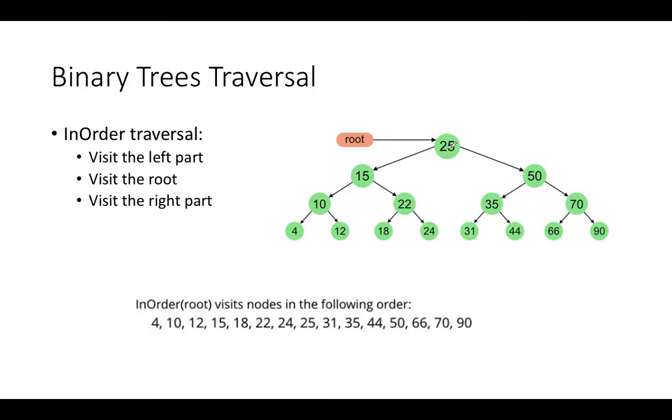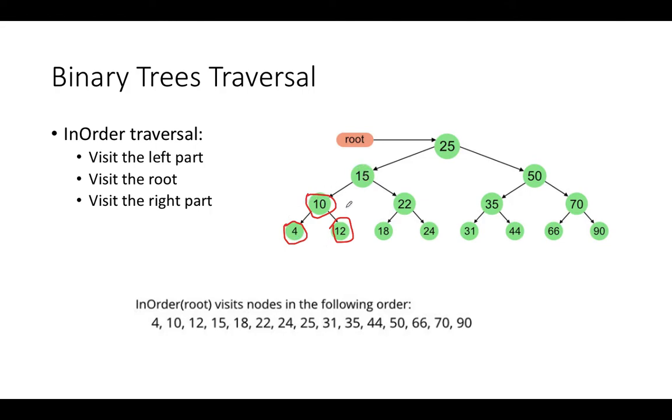We start from the root. First we will visit the left part, but the left part is a root for this subtree. So again we will visit the left part, but the left part is again a root. So we'll visit the left part. First we will visit the 4 because the 4 has no children nodes. And then after we visit the 4, because it's in order, we will visit the previous root, which is 10. After the 10, we visit the right part.